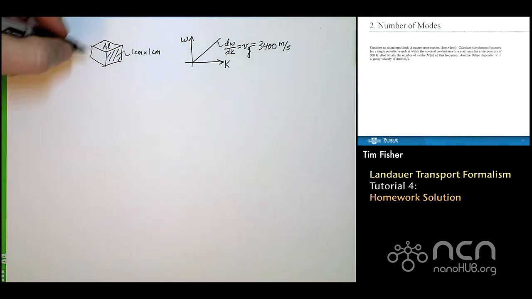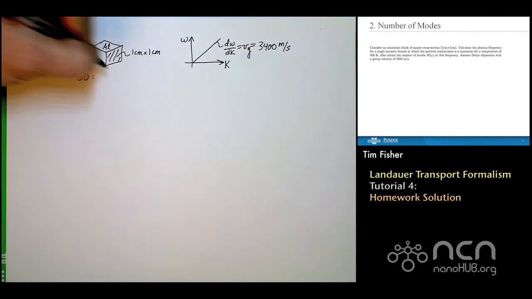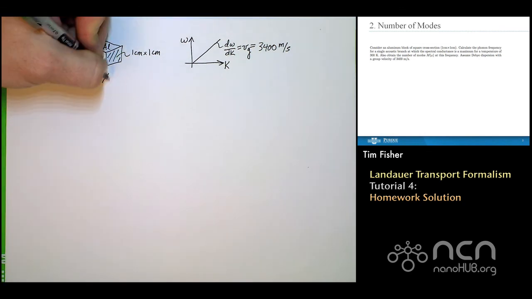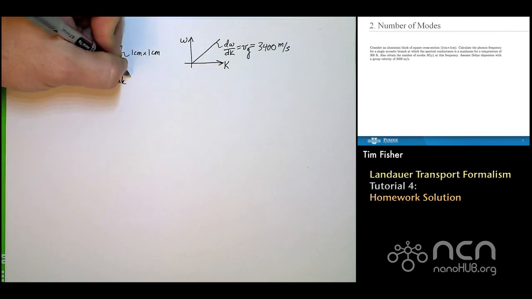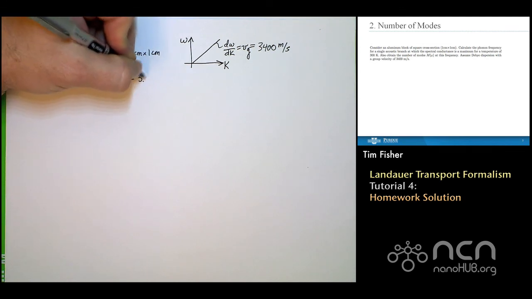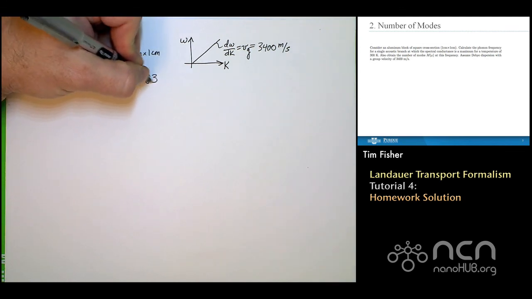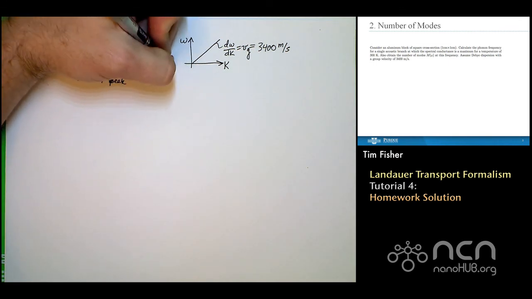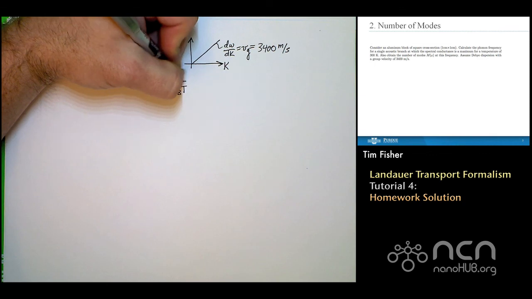But first, we want to answer the part of the question that says, what's the maximum frequency, or the frequency at which the conductance is maximum? And from the lecture notes, we found that for a 3D material, we had that chi for the peak is equal to 3.83, and so that's h bar omega over kBT.